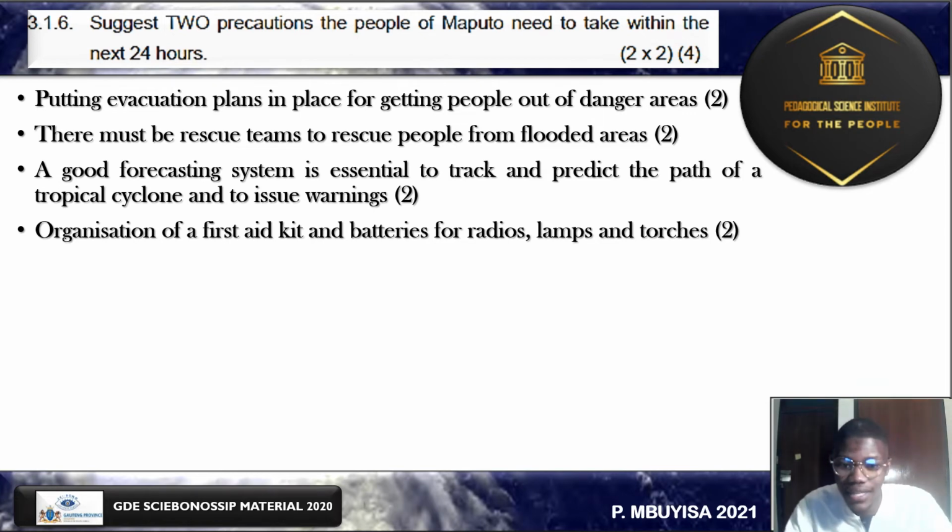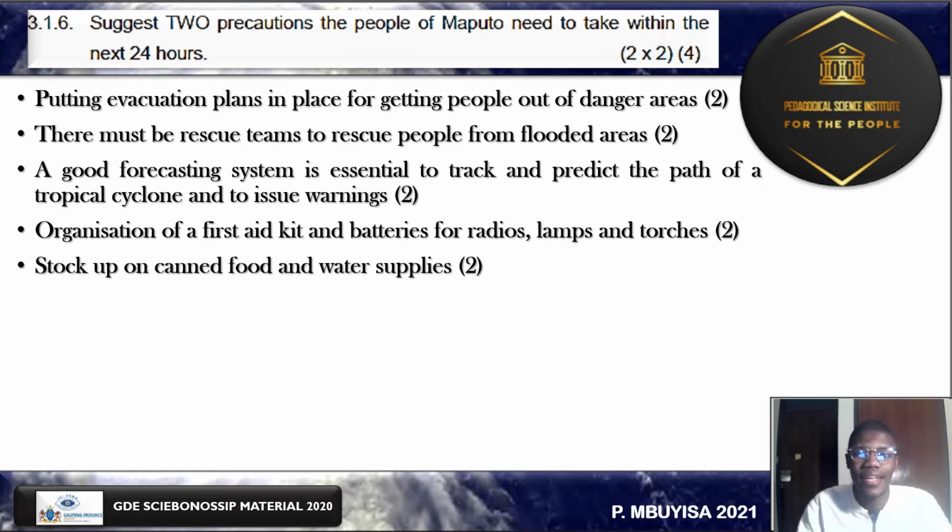They will need a first aid kit. They will need batteries for radio. Remember, they will have to listen to the weather forecasting so they know what is going on in case there's a need for them to evacuate. They need lamps and torches, because remember, the electricity system is disturbed during a tropical cyclone because of the strong winds. So some electricity poles may be uprooted and flooded away by the strong rainfall. And again, they need to stock up on canned food. Why canned food? It's because there won't be time to cook a full meal. Electricity won't be functioning properly. And again, it's a bad idea to light a fire.